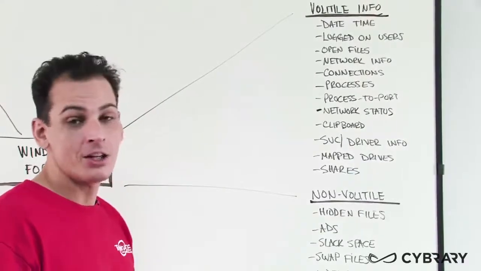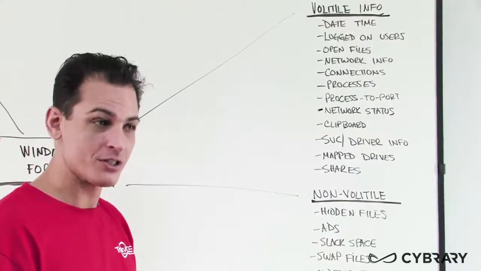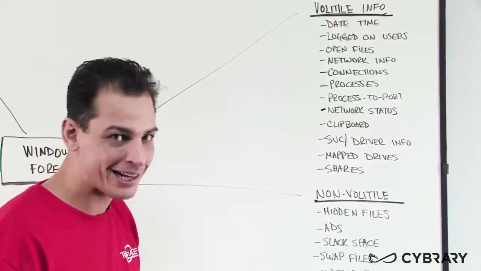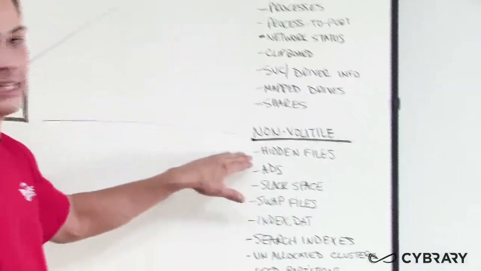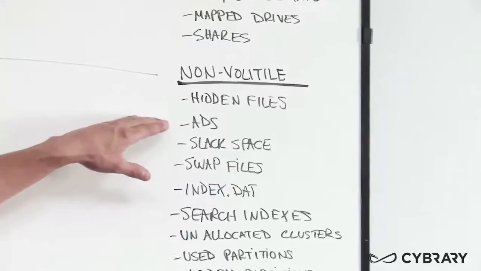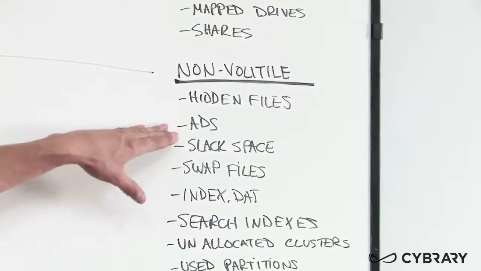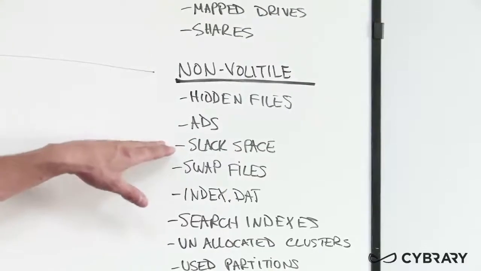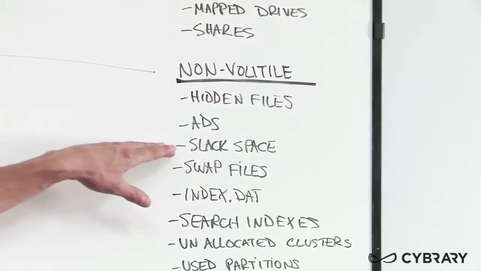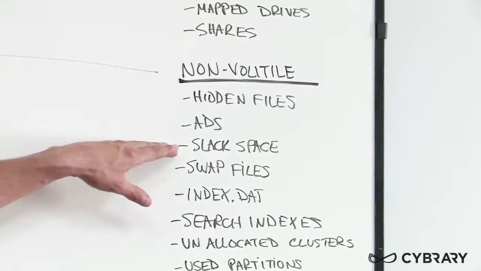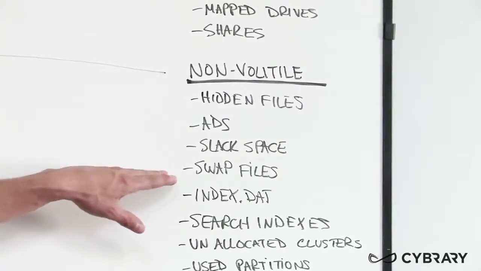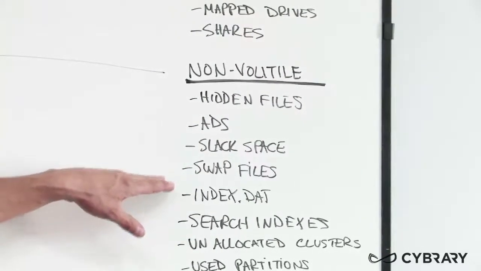In comparison, you have non-volatile information. This is the stuff that's a little bit more static and rigid, okay? So things like hidden files, alternative data streams, which is one of my favorite types of labs, mostly because nobody knows how to do it. Slack space, how do you dig into slack space, which is the leftover space in a partition? Swap files, how do you read the contents of the RAM in the swap files?